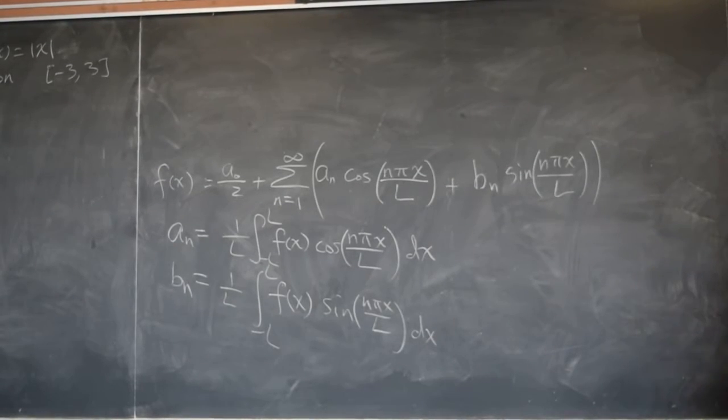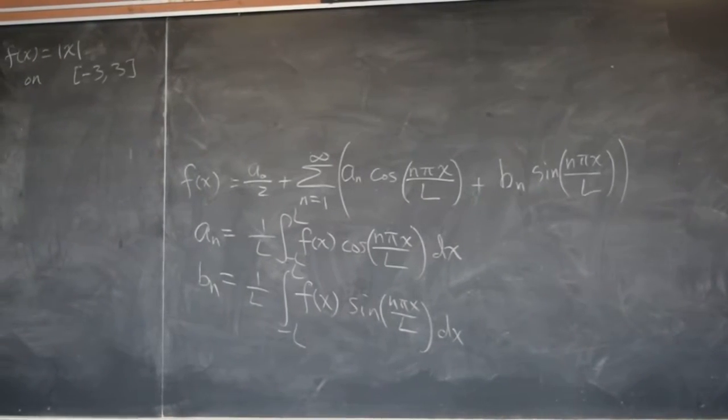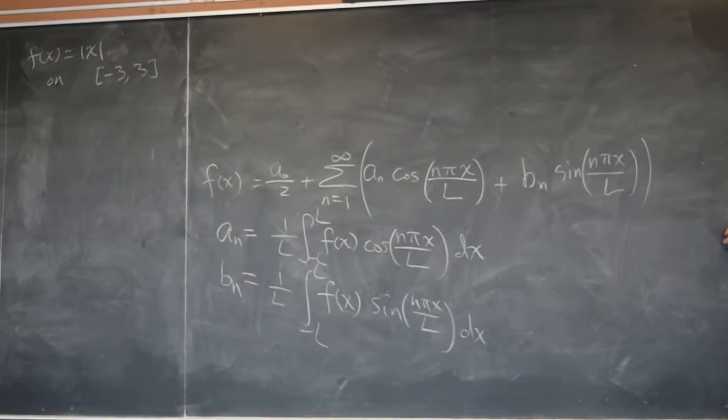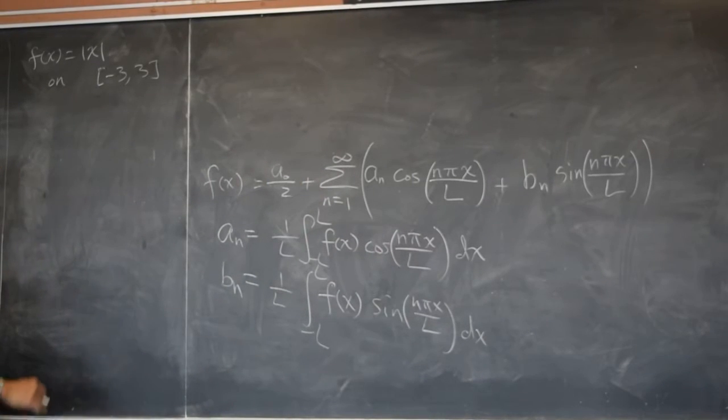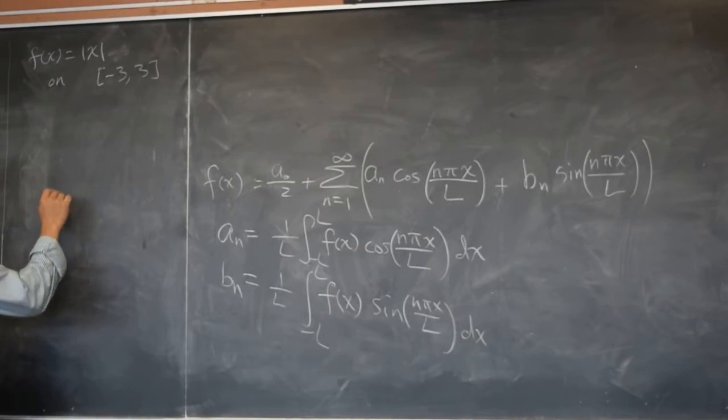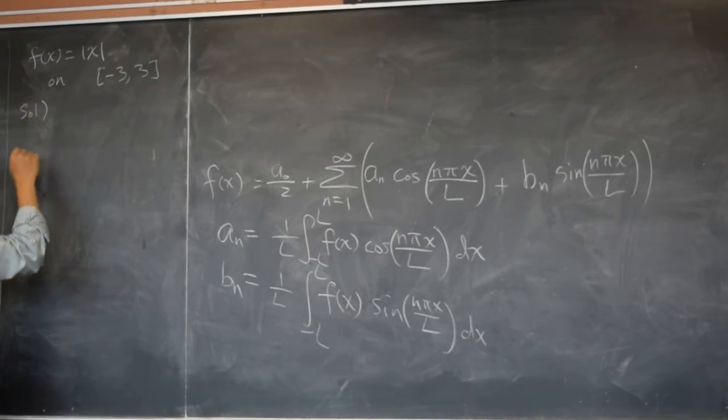Okay, let's try an example using this new arbitrary domain version of the Fourier series. Okay, first you have to calculate A0.